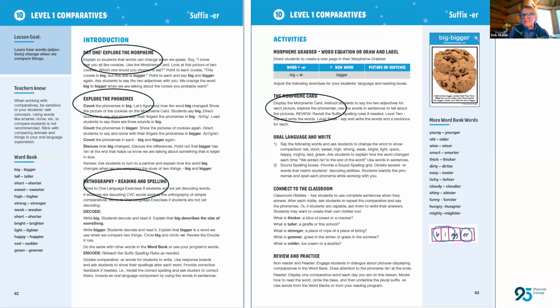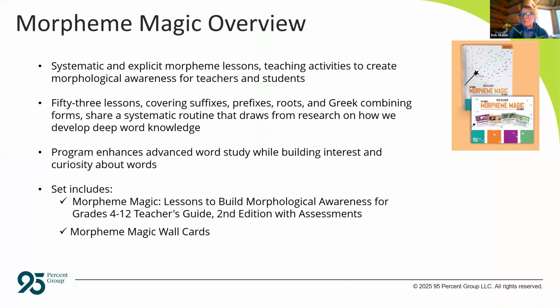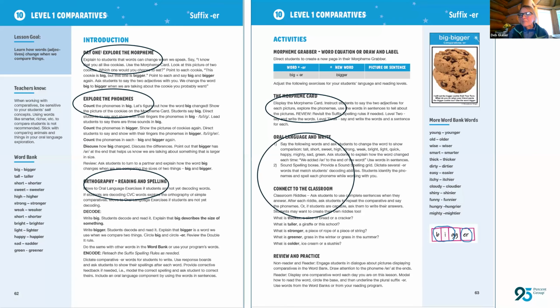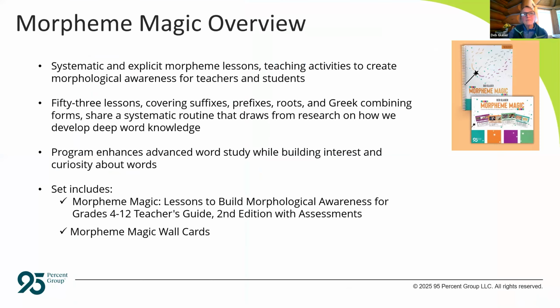And there are lots of ideas for how to build a morpheme journal for the students. Lots of oral language and writing, and then review and practice. Excuse me. And like I said, this can take a week. There are enough lessons for 1 a week, and also then built-in review weeks.